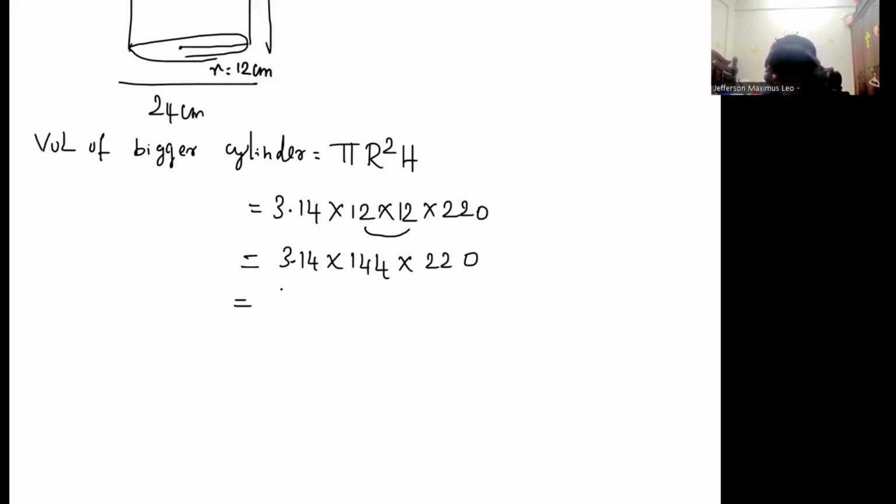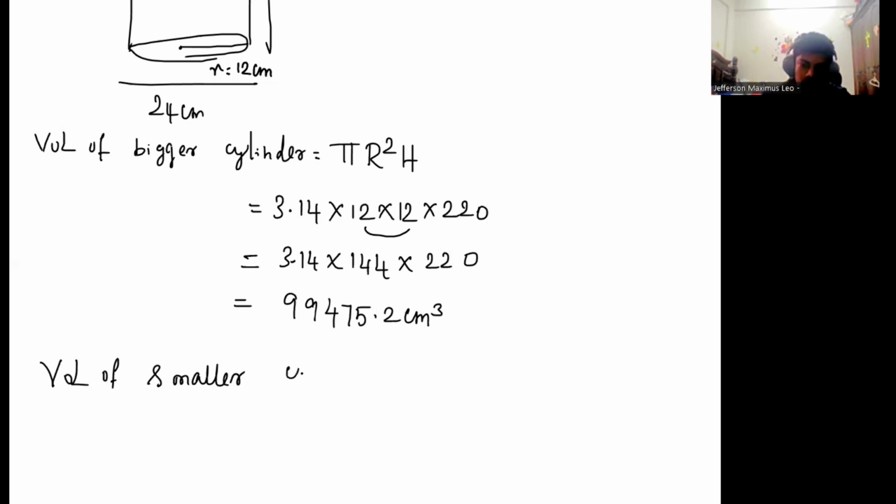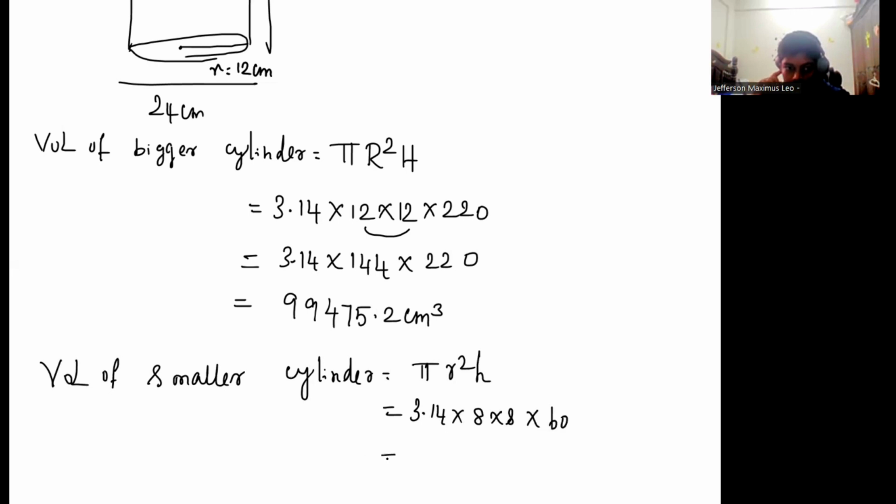99475.2 is correct. So 99475.2 centimeter cube. Now the volume of the smaller cylinder: pi r square h. Pi is again 3.14, r is 8, 8 times 8, and height is 60. Please do the calculation quickly.